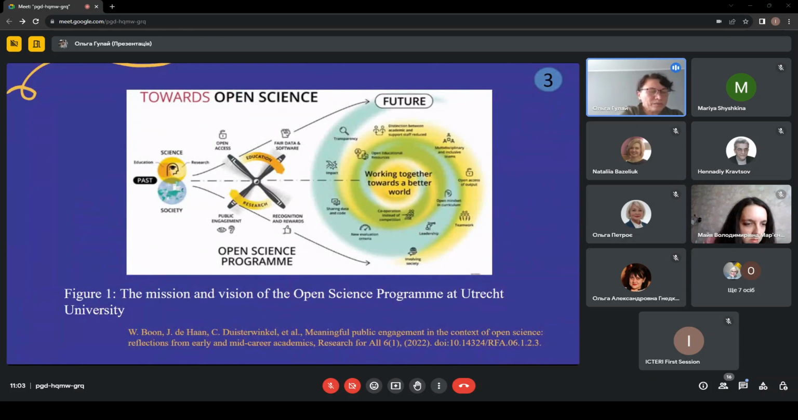In leading European universities, there is a transition from a narrow understanding of open science as open access to scientific source data and software to considering it as a special environment in which partnership and combination between scientists, social, and business. As an example of the best university practice of implementing the principle of open science, we give the mission and vision of the Open Science Program at Utrecht University in Holland.